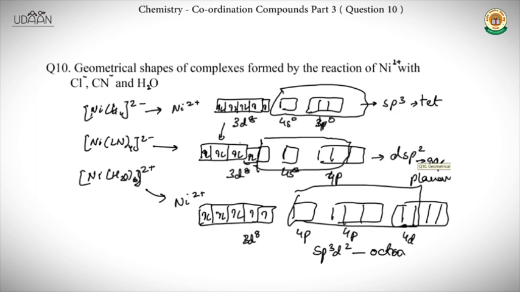So again, we'll take into account the effects produced by strong field and weak field ligands on finding the hybridization and the pairing or unpairing of electrons.